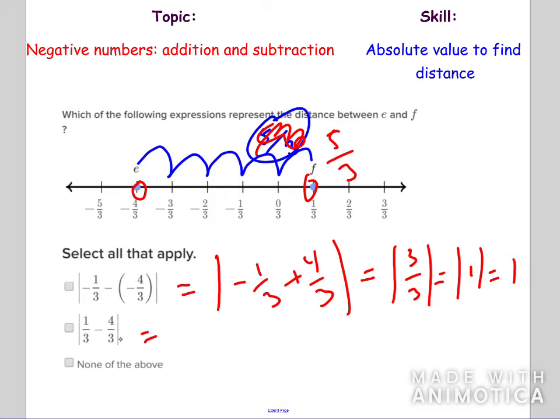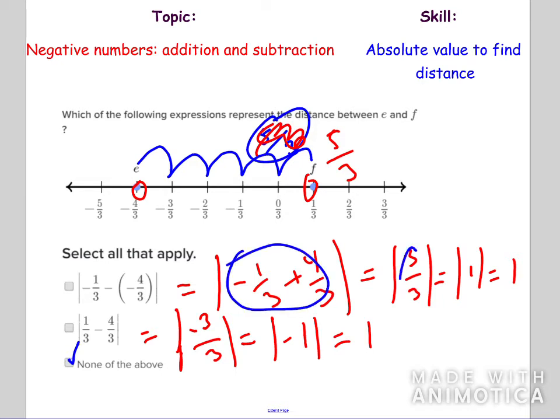Now let's try this one. The absolute value of 1/3 minus 4/3, well, 1 minus 4 is -3/3. So the absolute value of -3/3 is the absolute value of -1, which is 1. So in this particular case, neither example is what we're looking for, so it's none of the above. Notice I'm doing the work inside the absolute value symbol along the way until I get to my last step, where I have my answer inside the absolute value symbol and I find the absolute value of that.